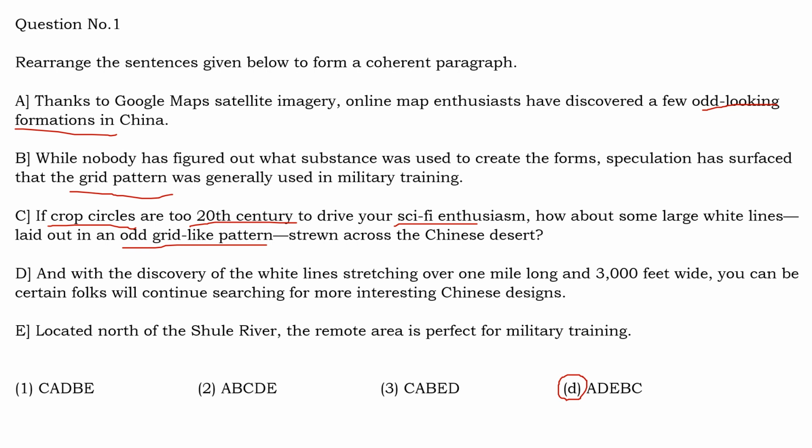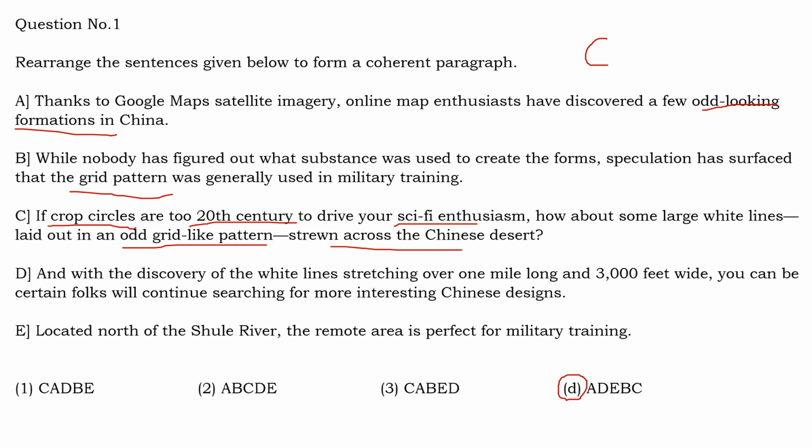So that is why the crop circles are too old for you to evoke your science fiction enthusiasm. How about some large white lines laid out in an odd grid like pattern strewn across the Chinese desert? So we can see that this should be the first sentence, because here we are talking about the patterns that have appeared in China, in a grid-like formation. So we can see that C should be the first sentence, as it introduces the concept.